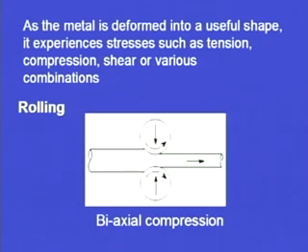So, in the rolling process, we are reducing the cross section of the raw material and getting the desired cross section after the rolling. The metal has a state of stress that is biaxial compression.